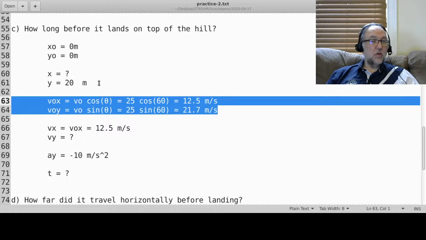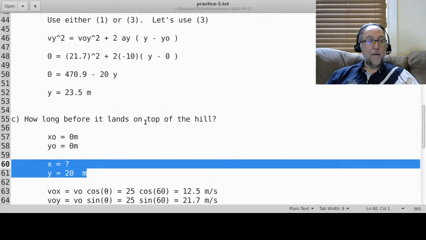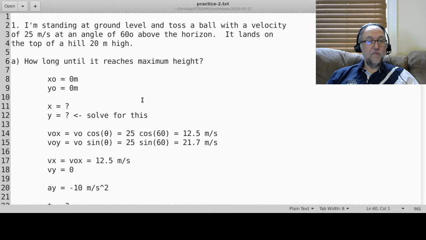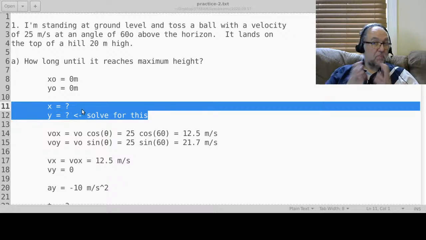What about the final position? Final position there, X and Y values, they're now different. X is unknown. It was unknown before too, but it's still unknown here. But Y is known now. We know that the height at the top of the hill is 20 meters. So if you scroll up to when we did this before, you'll see that Y was unknown. But now Y is known in this second case. So there's an example of something that changed.